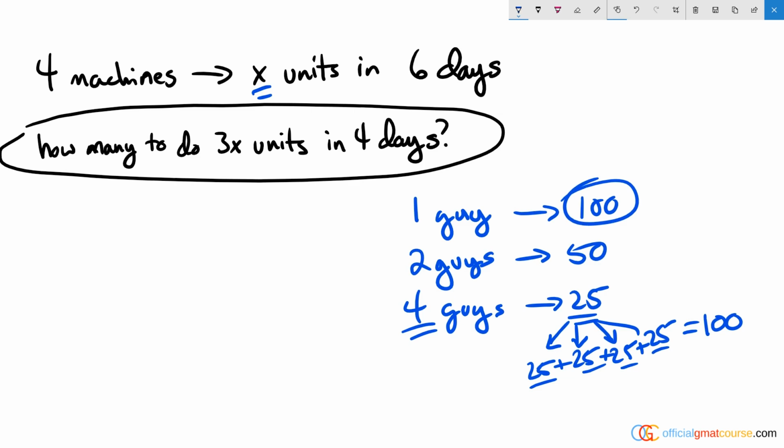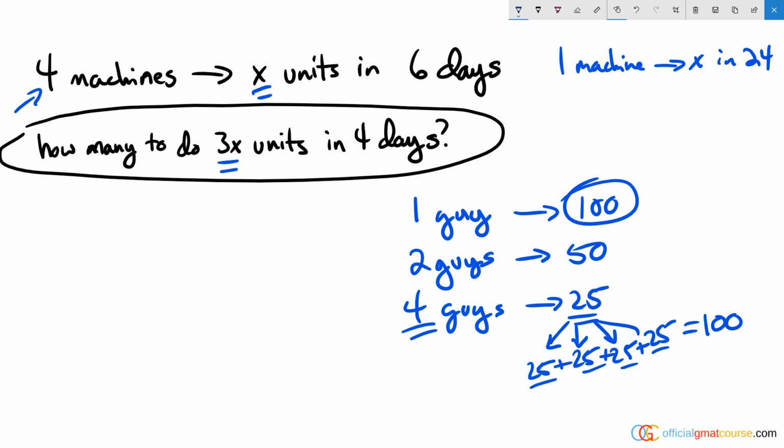Now that's the same idea here. So 4 machines can do X units in 6 days. Well, that means one machine would take 4 times as long. And I want to start there. So one machine can do X units in 24 days. Now we're looking for 3X units.